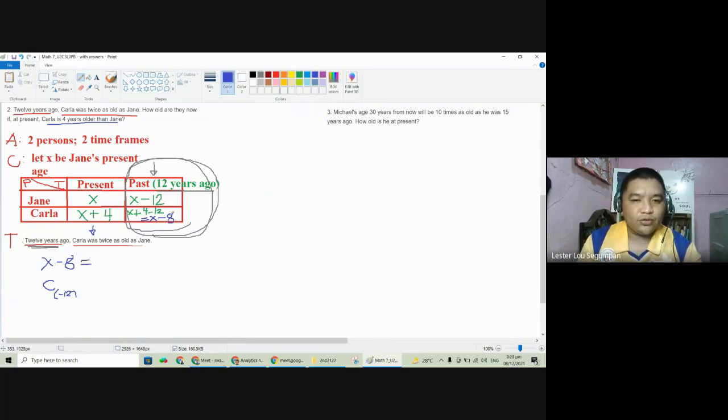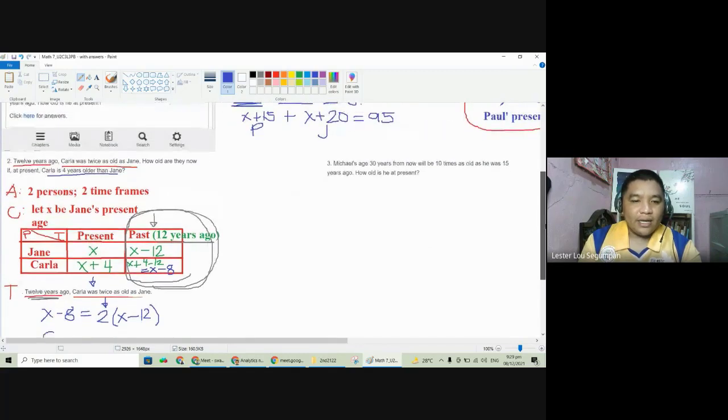Carla, 12 years ago, so looking at this column, Carla, x minus 8, not x plus 4, because this is her present age. This was her age 12 years ago. "Was" became equality and we continue with "twice". Twice is the special keyword for multiplication, specifically a product of two, or with a factor of two. So twice as old as Jane. And Jane's age should not be x because we're talking about 12 years ago. So it should be this form here. So this is actually 2 times x minus 12.